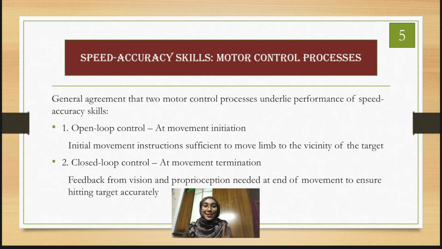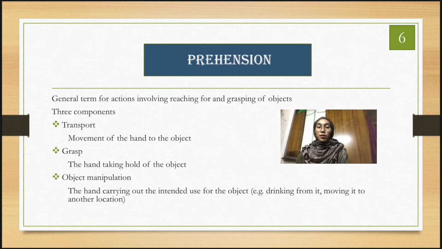Secondly is closed loop control. Closed loop control is movement termination. It gives feedback from vision and proprioception at the end of movement to ensure hitting the target accurately. Alright, we go to the next slide, which is prehension.